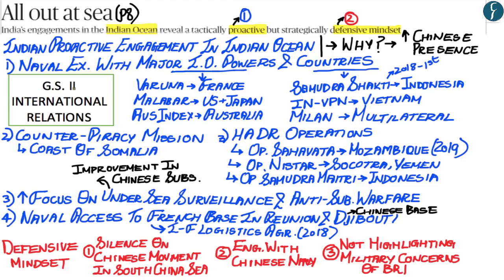Now, this editorial and the explanation given in this section should be seen from the perspective of GS Paper 2, within the section International Relations. Apart from this, the various naval exercises and the various humanitarian and disaster operations that India has undertaken should also be remembered from the perspective of your prelims examination. And so now with this, let us move on to the next article.